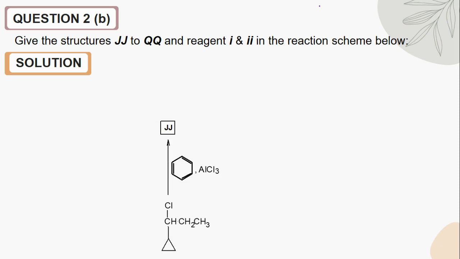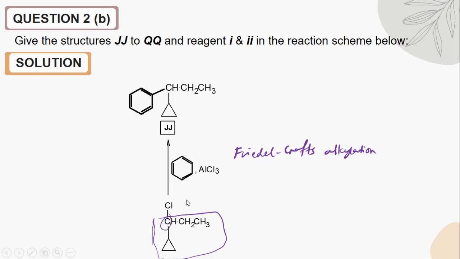So when you have your haloalkane with benzene in AlCl3, this is actually from your chapter on benzene. So what is this reaction? This is called Friedel-Crafts alkylation. I repeat, this is Friedel-Crafts alkylation. What you are going to do is attach this whole alkyl group to your benzene. So it will substitute 1 H from your benzene with this carbon. So your JJ product is this structure.